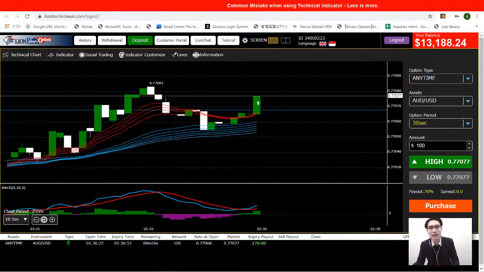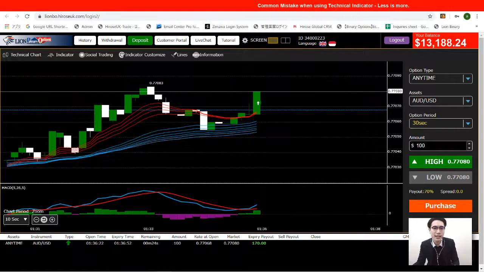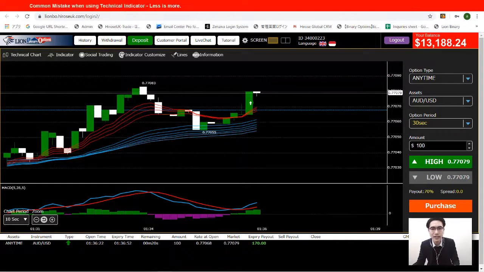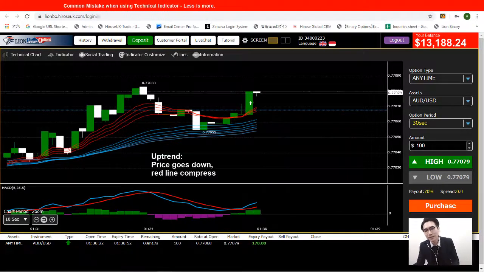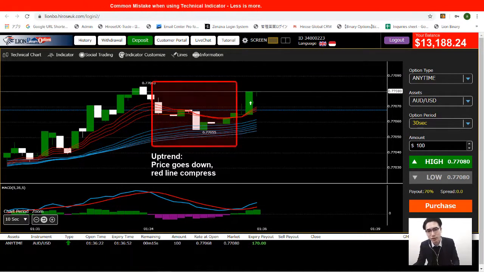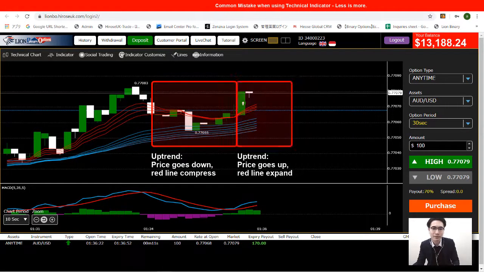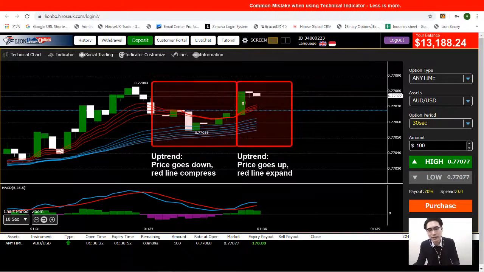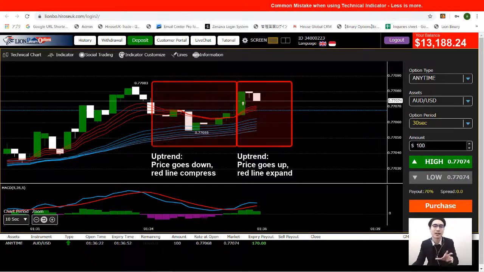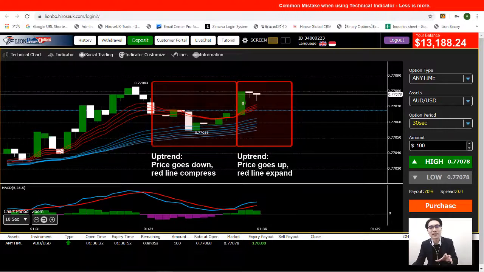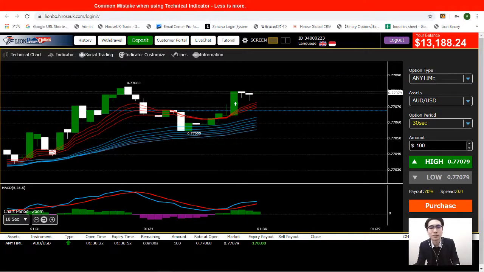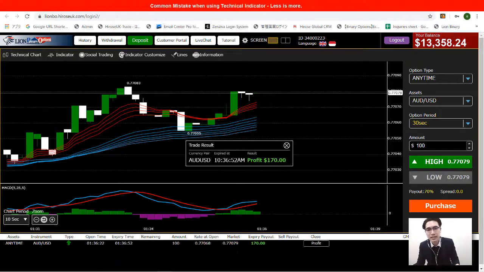Okay, so now I placed another trade. It's a high here. Now you see the trend is an uptrend. Then the retracement happened at this point, the price started to drop, and the red line started to compress. But here the price goes back in the trend direction, the red line starts to expand, and the MACD crossover gives me a green histogram. That's why I opened my trade here. Okay, so it ended in profit.